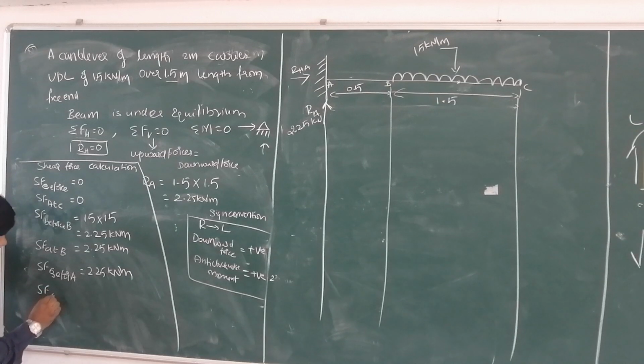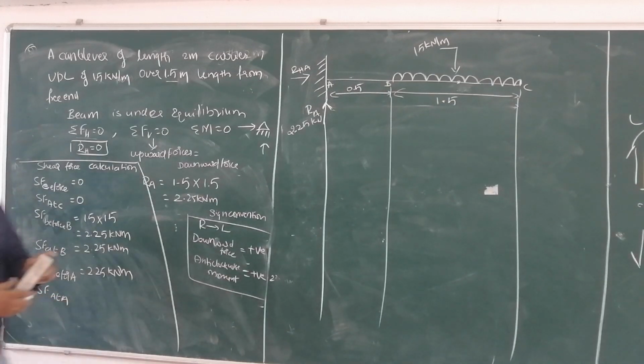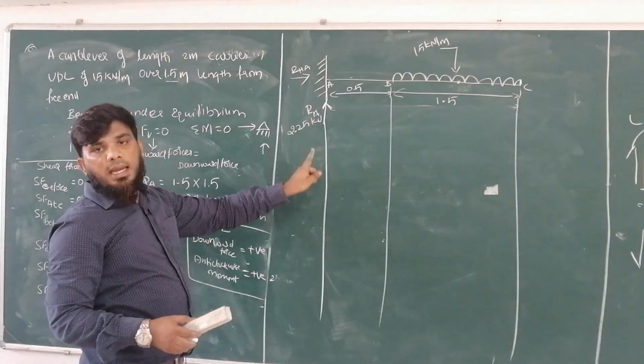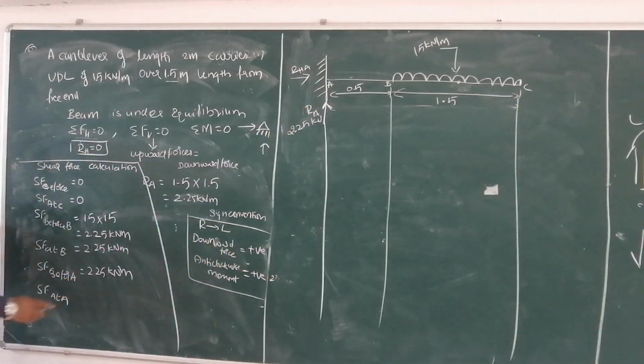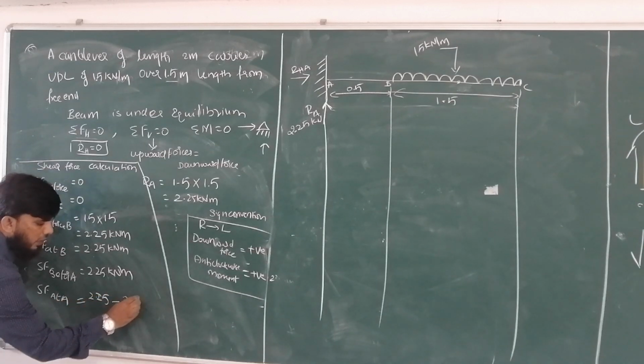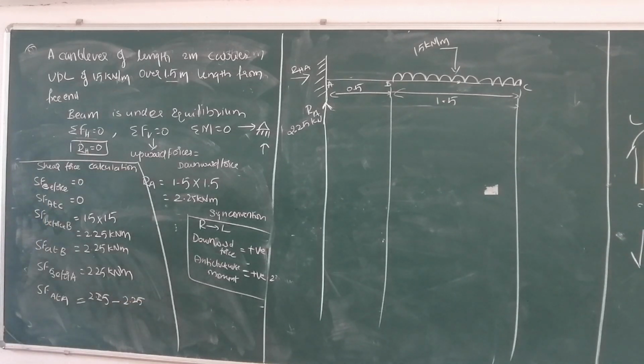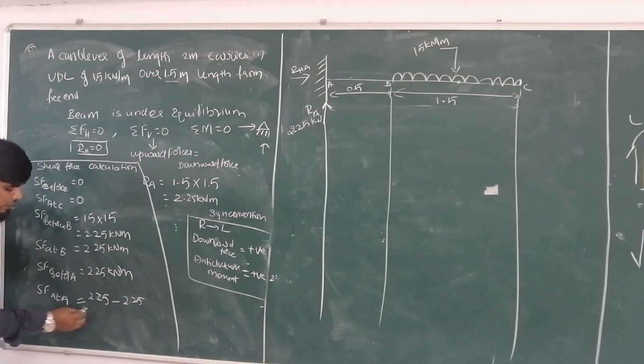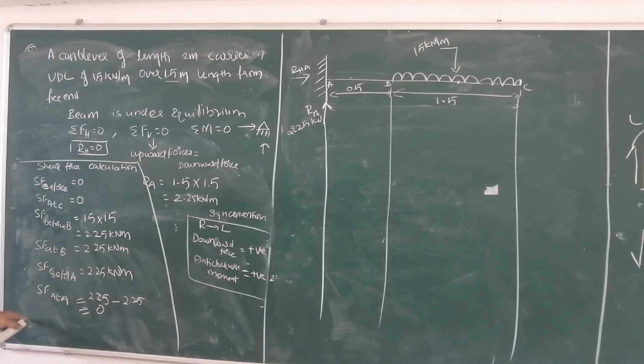Next is shear force at A. At A we have reaction RA in the upward direction. So we have to take 2.25 because of the UDL minus 2.25 because of the vertical reaction. So 2.25 minus 2.25 is equal to 0. At point A the shear force is 0. The simple thing you have to understand is that the shear force diagram will always start from 0 and end with 0, whereas bending moment is not like that.